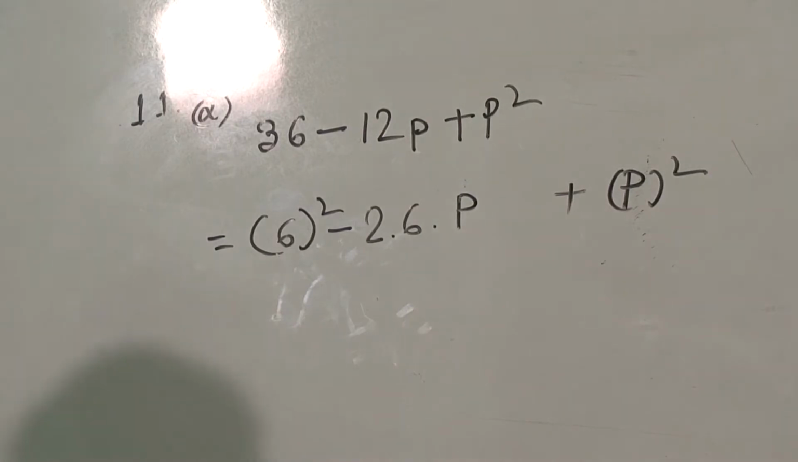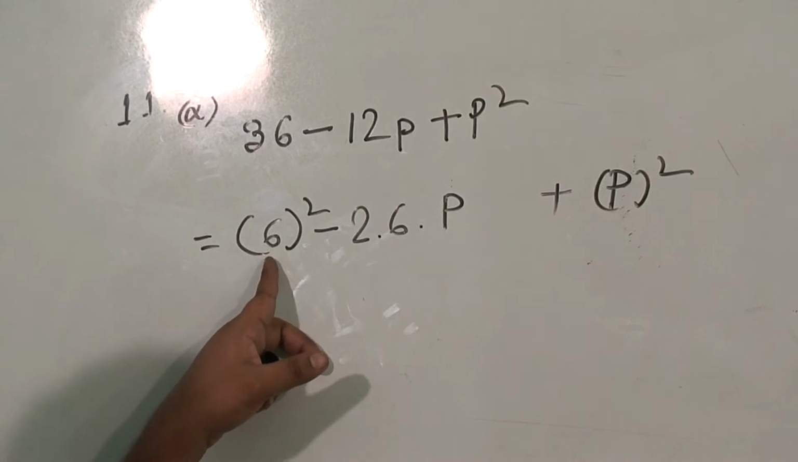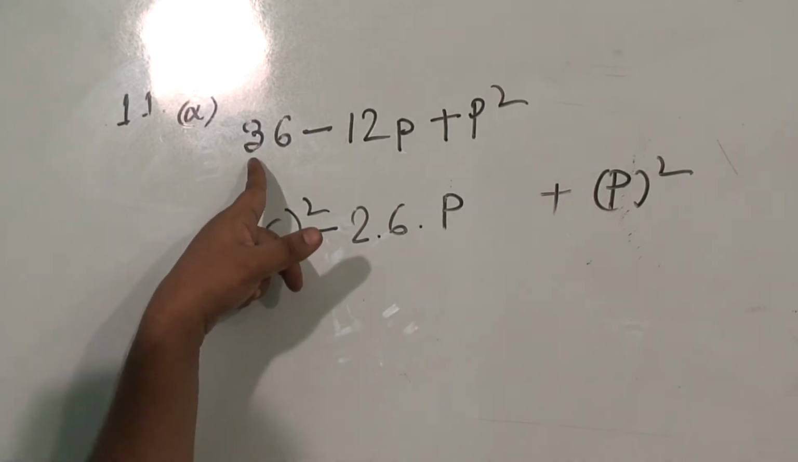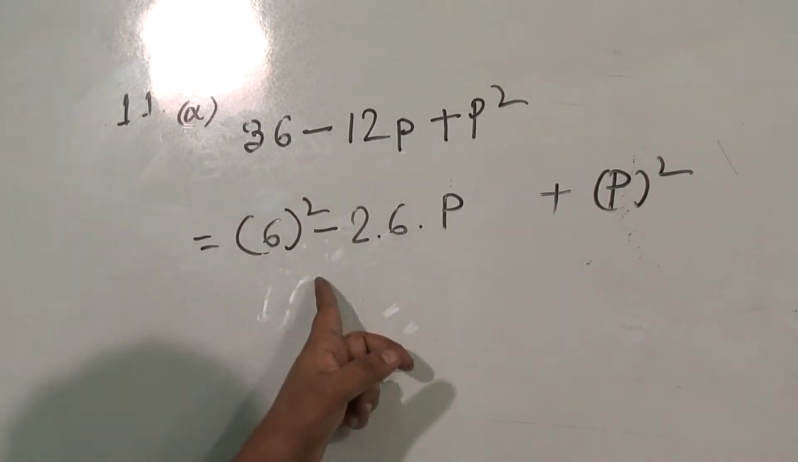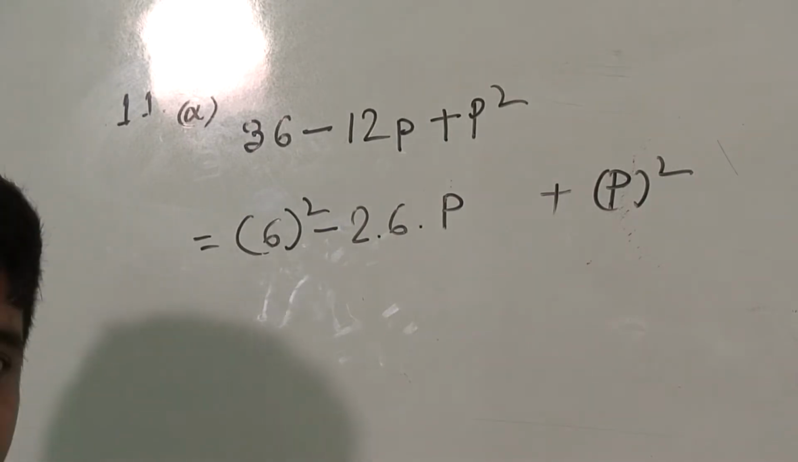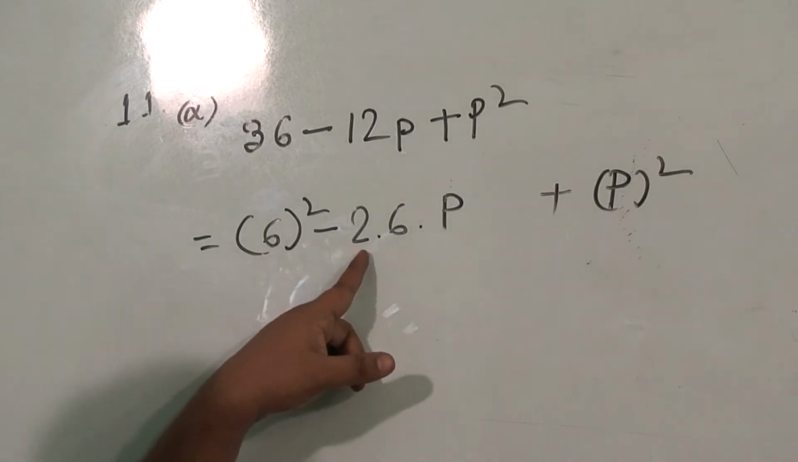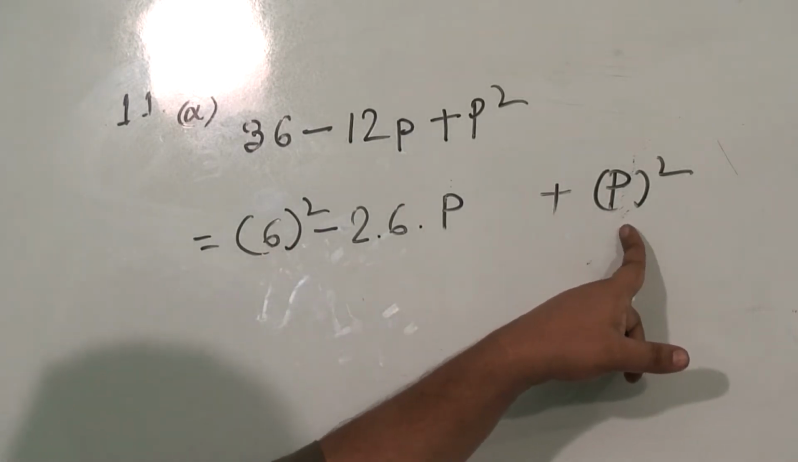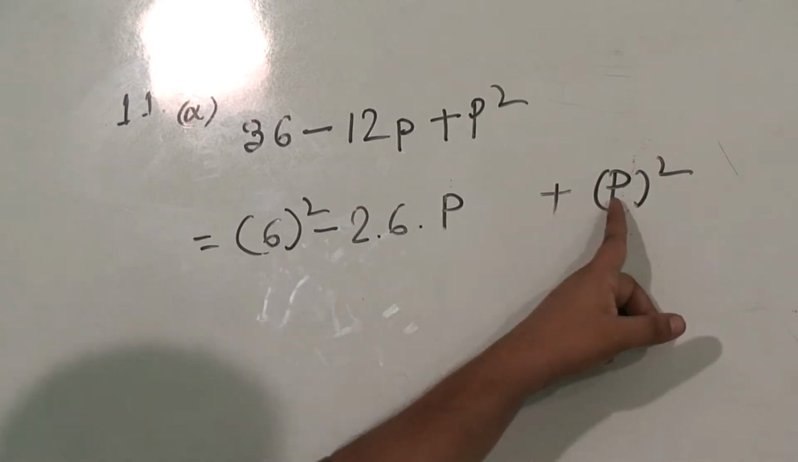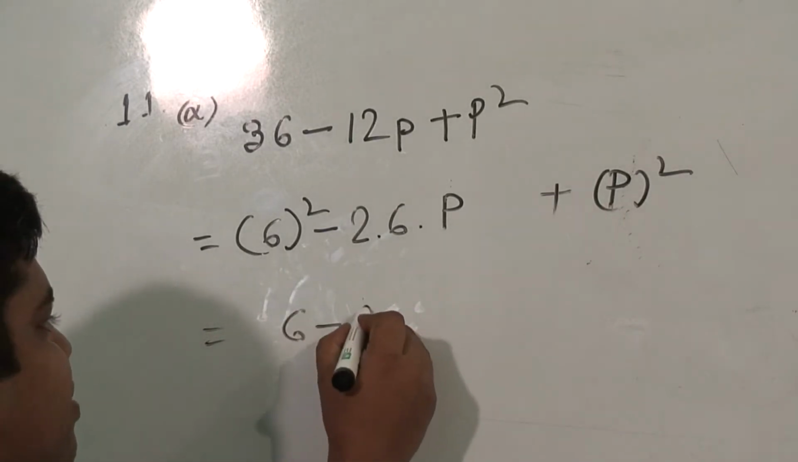I repeat it again. 6 is the square root of 36. As a result, if we square 6 then we get 36. Then you notice we want to make it into the a minus b whole square formula. What is the formula of a minus b whole square? The formula of a minus b whole square is a square minus twice ab plus b square. So here notice a square minus 2ab plus b square. Here a is 6 and b is p. So from that we can write 6 minus p whole square.